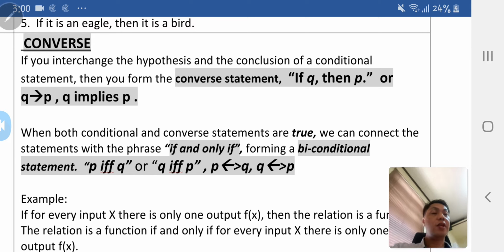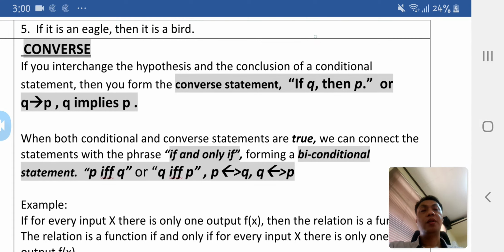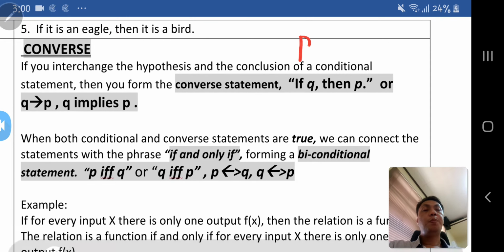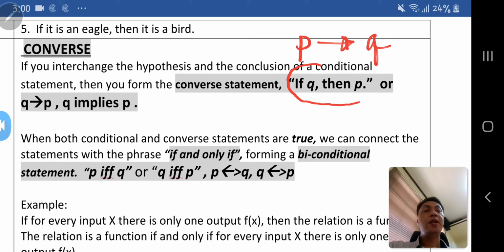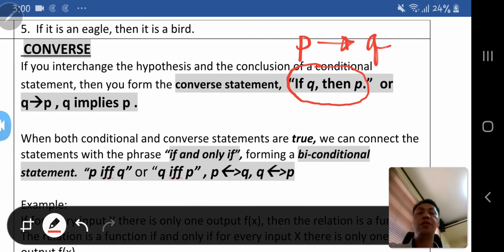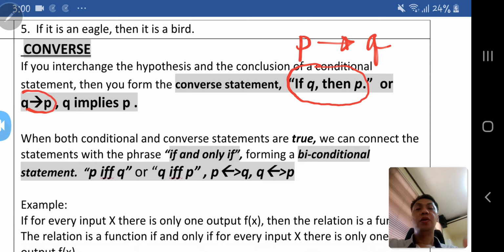What is a converse statement? If you interchange the hypothesis and the conclusion of a conditional statement, then you form the converse statement. Therefore, kanina, if we have a conditional statement, if P, then Q, this time we have a converse of that. If Q, then P. Or in symbol, Q implies P.